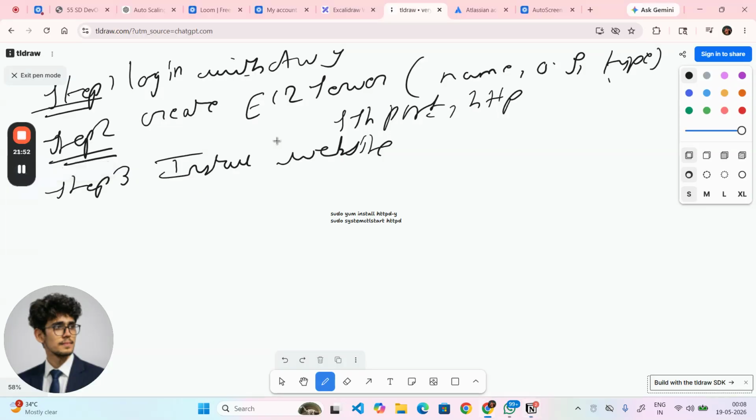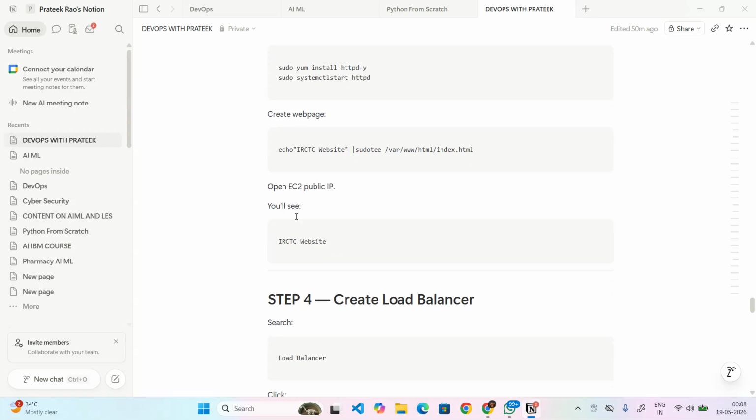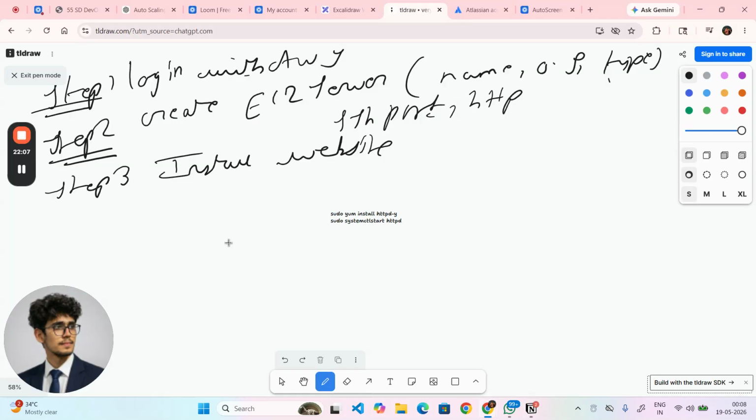The page creation is very easy, guys. Once you create the web page, you can open your EC2 public IP address. Then at that IP address, you will be able to see the website. Whatever you are going to display, that thing you are going to get the accessibility.